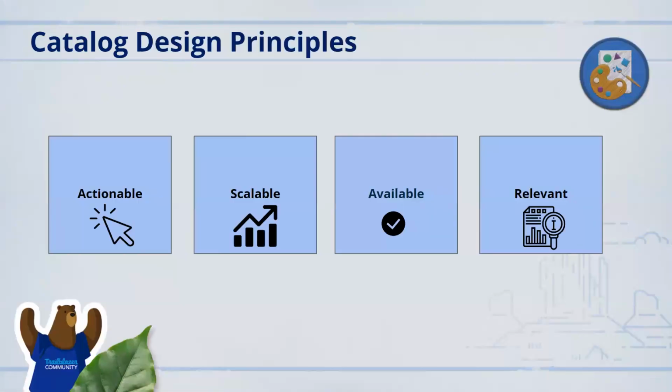Now, when thinking about designing your catalog, there are 4 principles that you should adhere to and consider. The first thing is that your catalog should be actionable. Meaning, it provides intelligence, so it allows for more efficient and effective decision making.